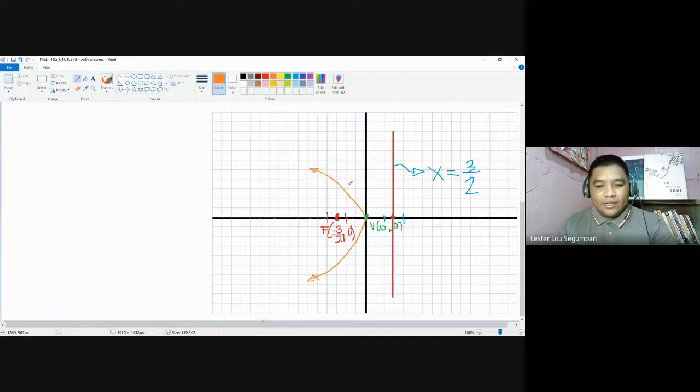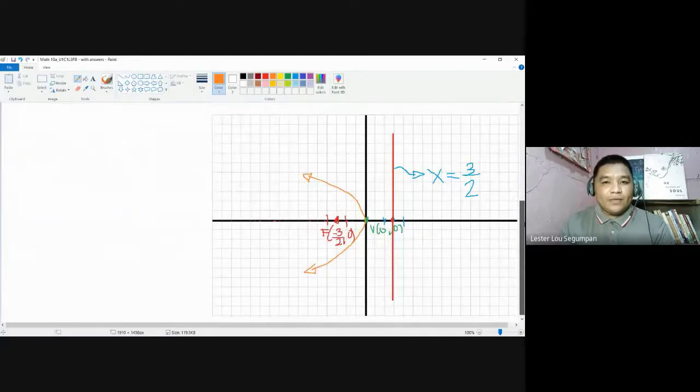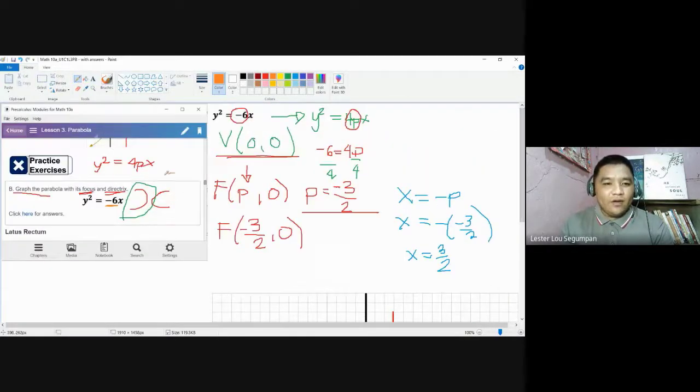So again, the graph contains the focus, or the focus is on the interior of the parabola, and the directrix is on the opposite side. This is how we graph a parabola opening sidewards towards the left or to the right, which depends on the equation here. Use this together with the previous video to compare and analyze more examples of parabolas. Goodbye.